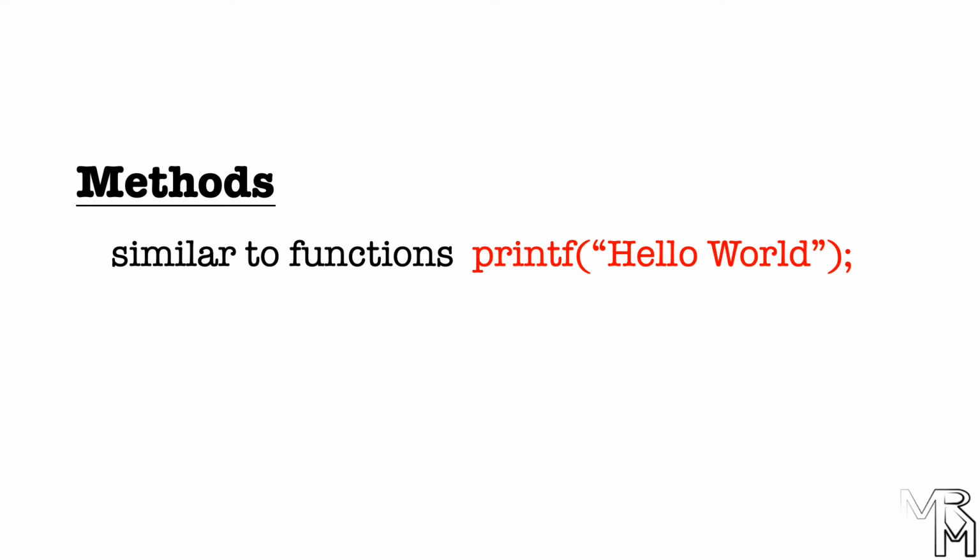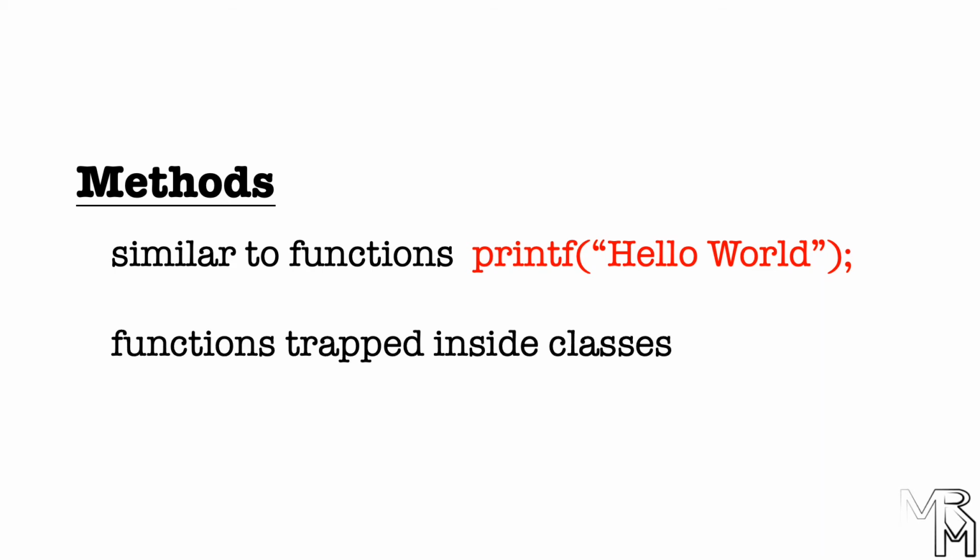So, is there any difference between functions and methods? Well, you can say that both refer to the same thing. Both functions and methods have the same purpose. They process data. The difference is rather subtle. While functions are generally independent, methods belong to classes. And this is basically the difference. Methods are functions trapped inside classes.